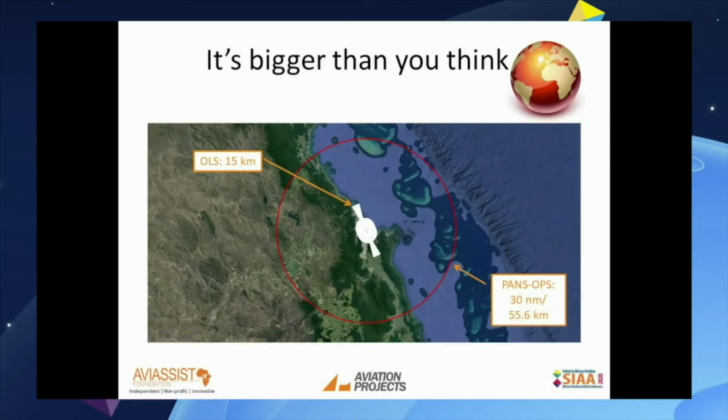Now, one of the other more important things to remember is that operational airspace is a lot bigger than you think. You can see in the drawing here that the obstacle limitation surfaces extend up to 15,000 metres or 15 kilometres from an aerodrome, and for the PANSOPS procedures, they extend out to 30 nautical miles or 55.6 kilometres. That's a long way, and often we find that people think, oh, I'm a really long way from the airport, so it probably doesn't matter.